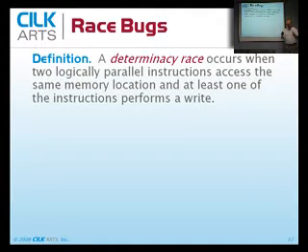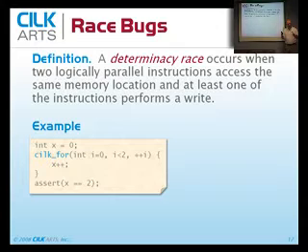Okay, so they've got to be parallel. So if they're in series, no race. They've got to be parallel. If they're both doing reads, no problem. But if one's reading and one's writing, or if they're both writing, then you have a determinacy race.